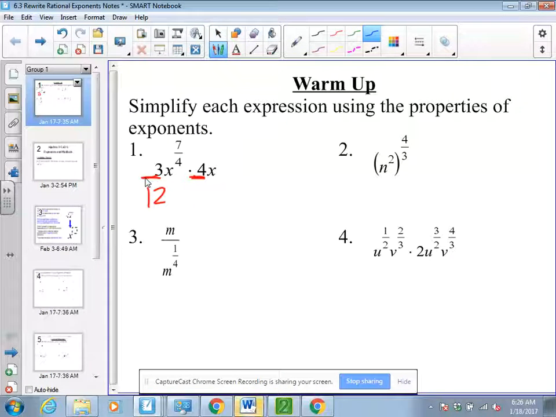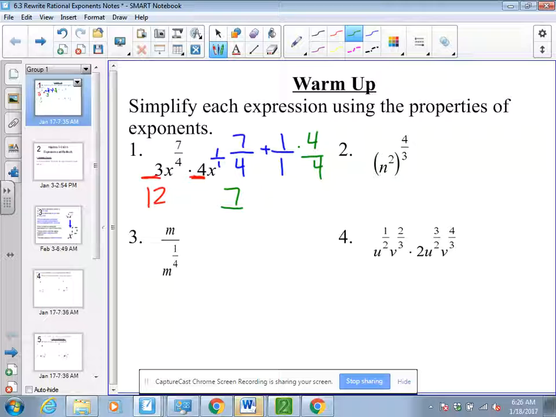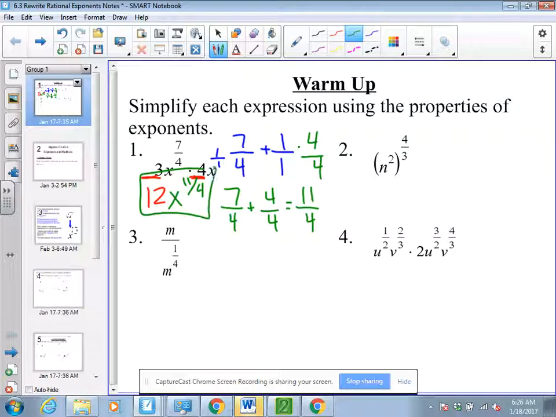Now, the product property of exponents says that if we have two bases being multiplied, we can add the exponents. So if I have 7 over 4 plus 1 over 1, I want a common denominator, because when you add fractions, you must have a common denominator. So I'm going to multiply this 1 by 4 over 4, so I have 7 over 4 plus 4 over 4, and that is 11 over 4. So I have 12x to 11 over 4. Since 11 over 4 cannot be simplified nicely, we're just going to leave it as an improper fraction.